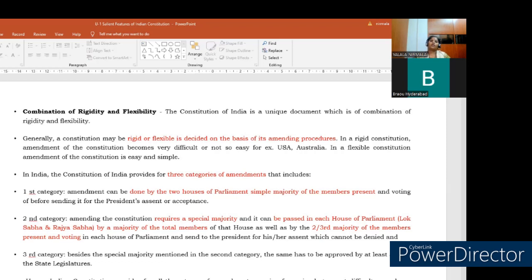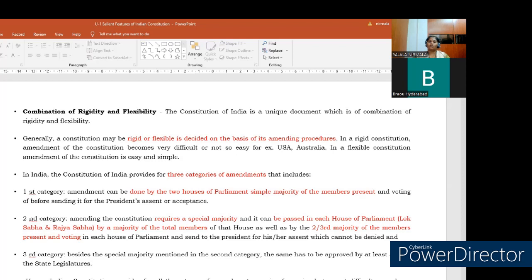In a rigid constitution, amendment of the constitution becomes very difficult. In a flexible constitution, amendment of the constitution is easy and simple. And in India, the Constitution provides three categories of amendments. The first category of amendment can be done by the two houses of parliament with a simple majority of the members present and voting, before it is sent to the president for the final assent.